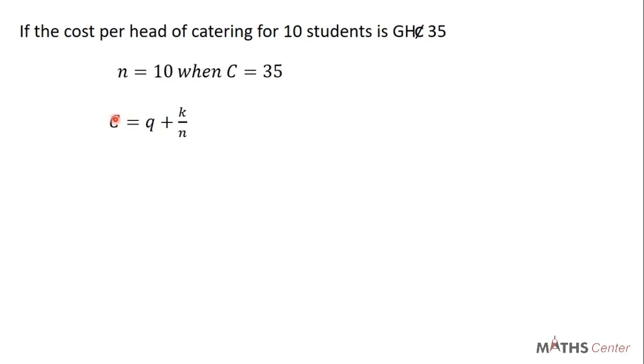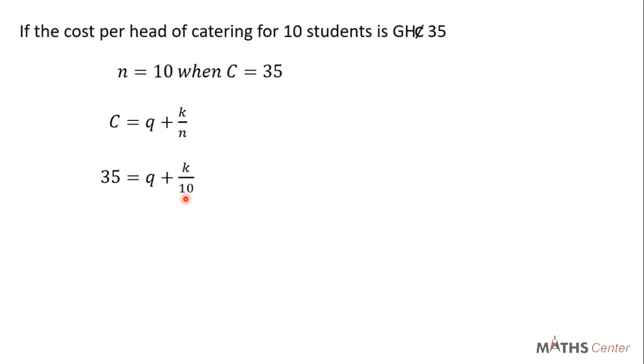Our expression is C is equal to Q plus K divided by N. So we can replace C with 35 and N with 10. This will give us 35 is equal to Q plus K divided by 10. To remove the fractions, I'll multiply through by the LCM here, which is 10. So I'll multiply each term by the LCM.